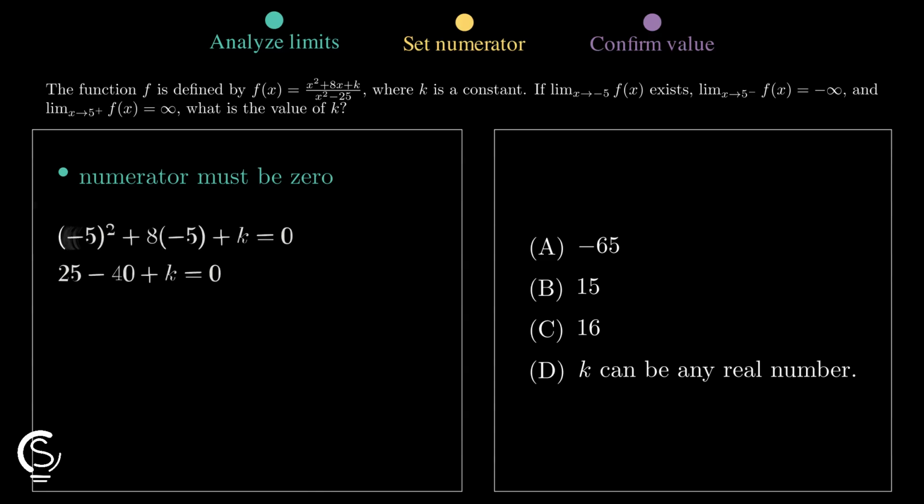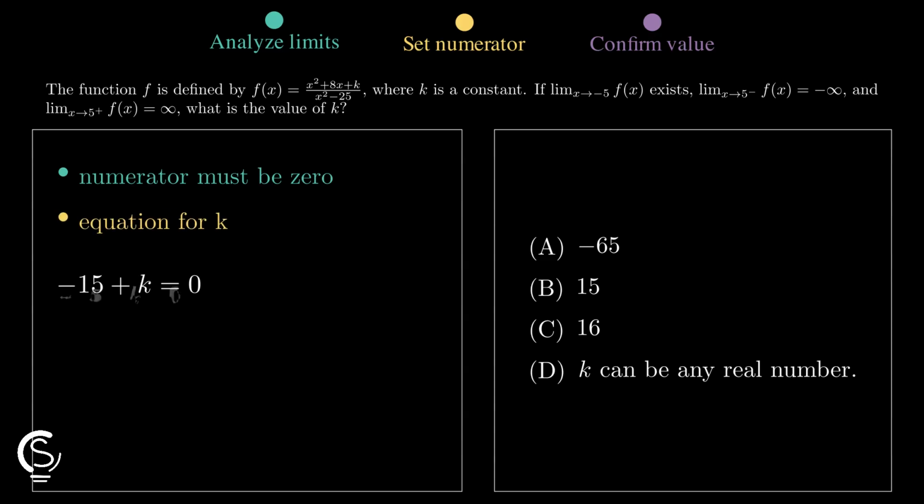Solving for k gives us 15. This value ensures the factor x plus 5 cancels, making the limit exist at -5 while maintaining the vertical asymptote at 5.